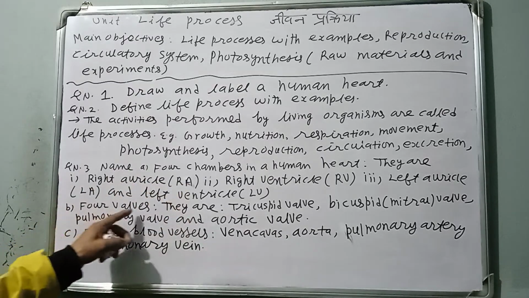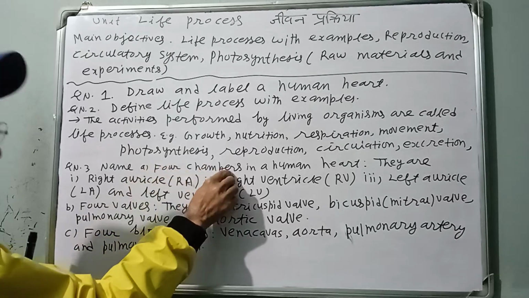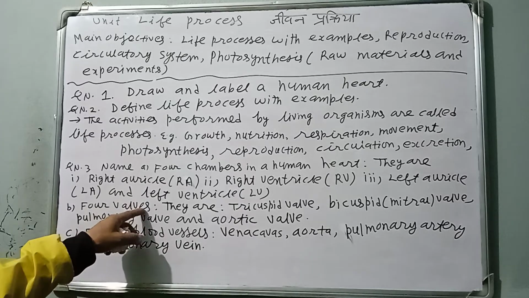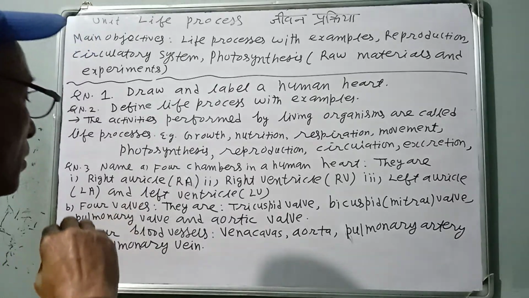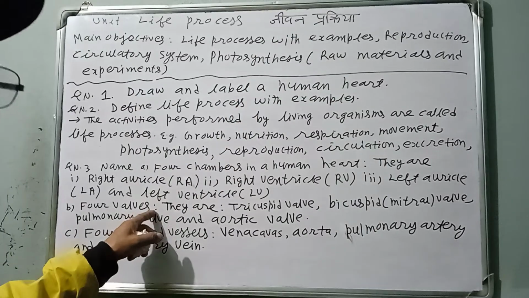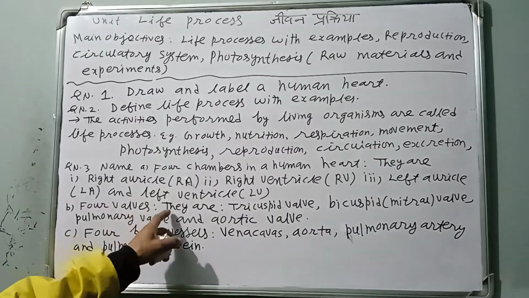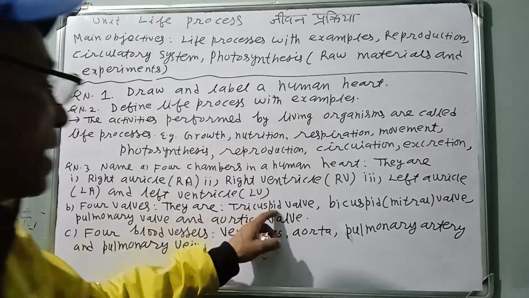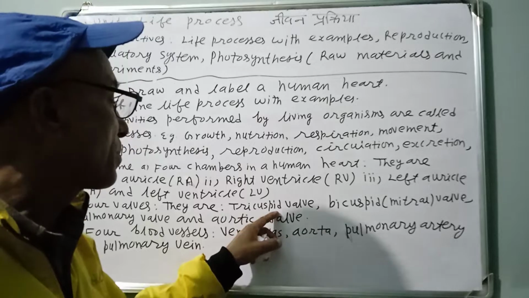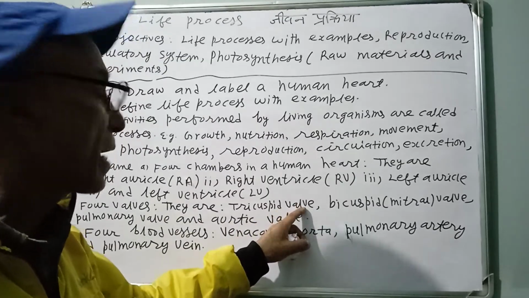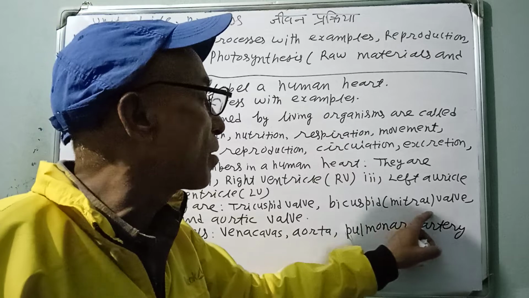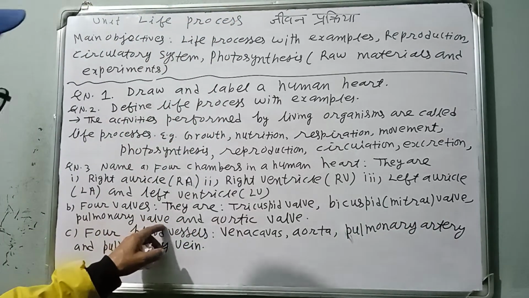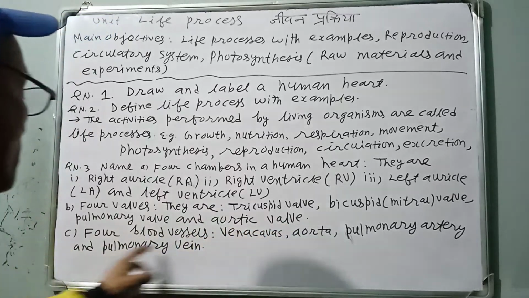Four chambers, four valves. Don't be confused. Valves are very important to let blood flow in only one direction. No valves, the person can die easily, immediately. The four valves in a human body are tricuspid valve, which is found on the right side, bicuspid or mitral valve, left side, pulmonary valve, and aortic valve.